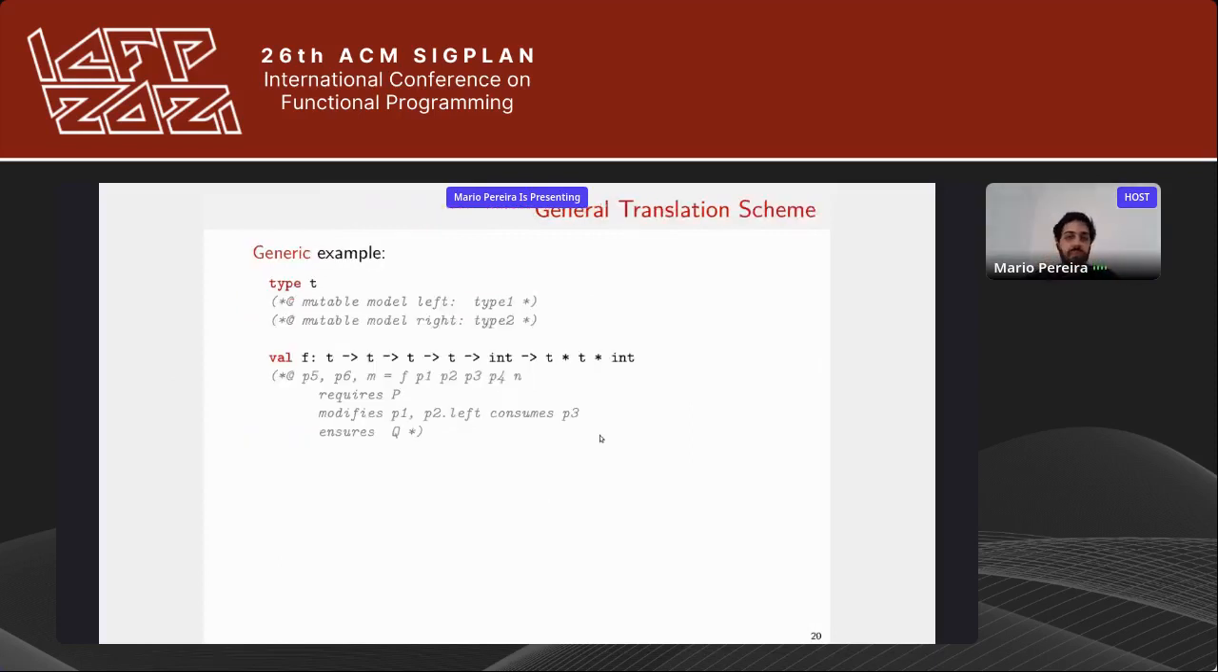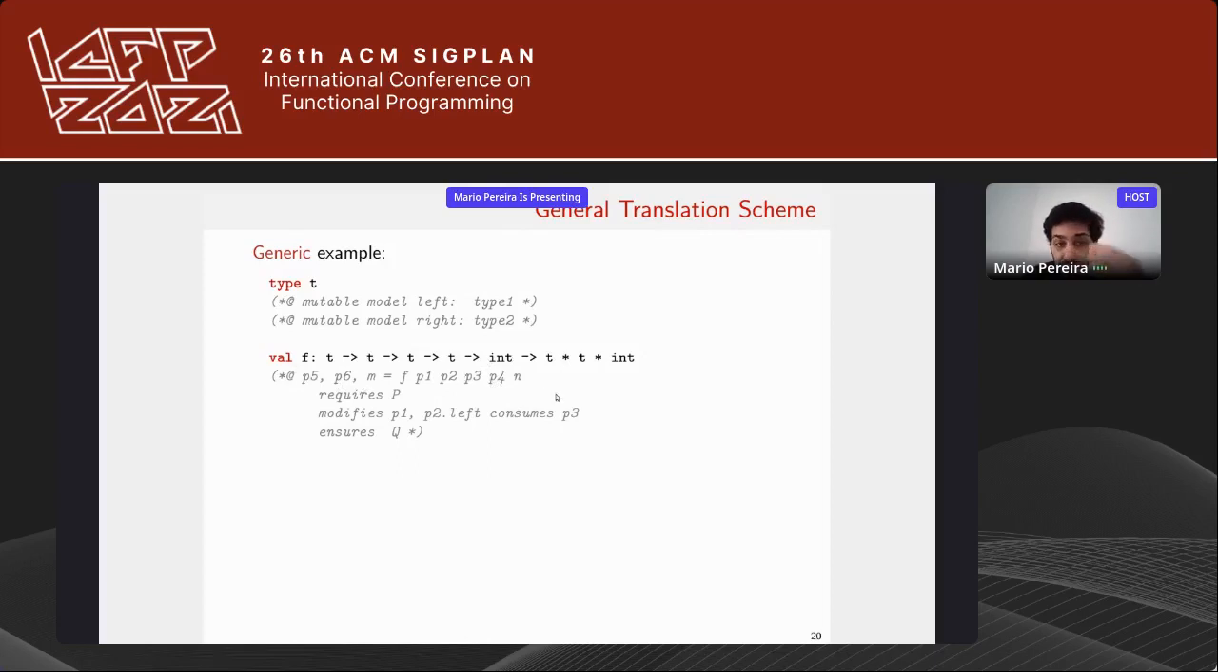Okay, so finally, let's look into a more general example of this translation scheme. So let's pick an arbitrary data type T with two models, left and right, of some type. It's not very important here. And a function that operates on a number of arguments of such type. All right, so we call them P1, P2, P3, P4, and it also takes an n, an integer, as an argument, right? And returns also P5 and P6 of data type T.